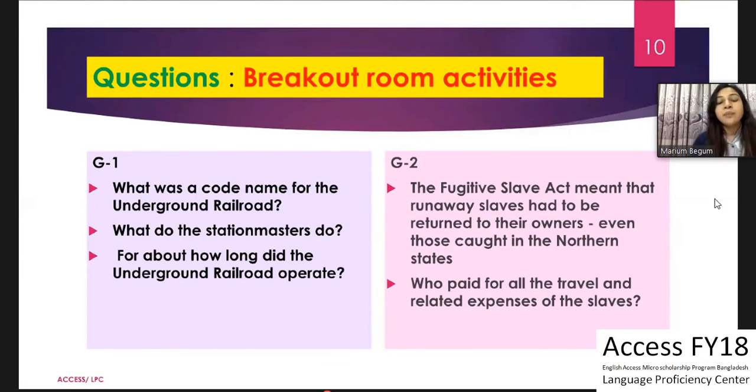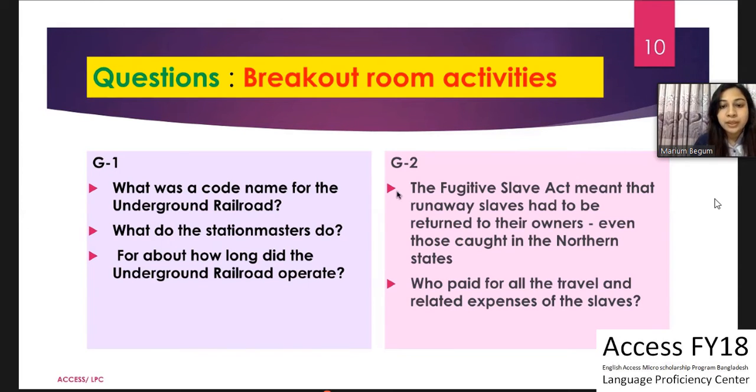Now, breakout room activities. Group number 1, you will be answering these 3 questions. What was the code name for the Underground Railroad? What do the station masters do, and for about how long did the Underground Railroad operate? Those people in group 1 will find these questions from that file. I will share the file in the chat section.